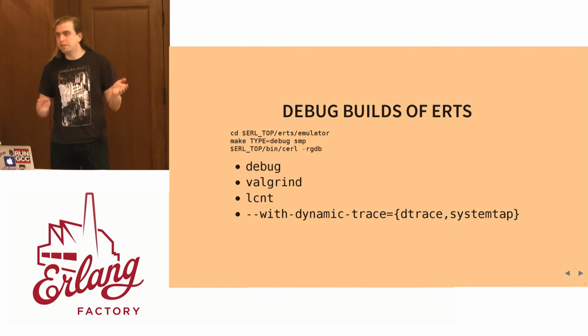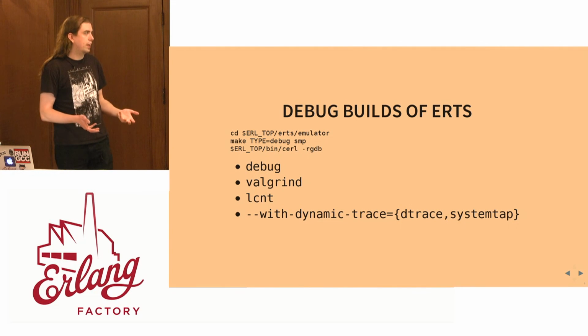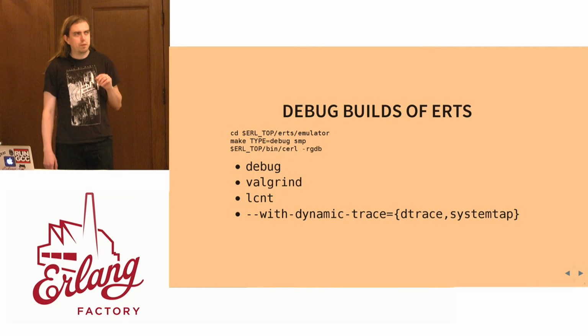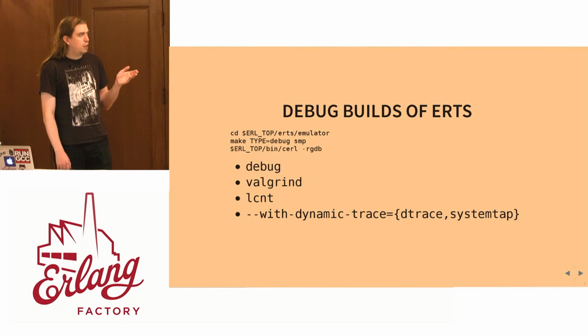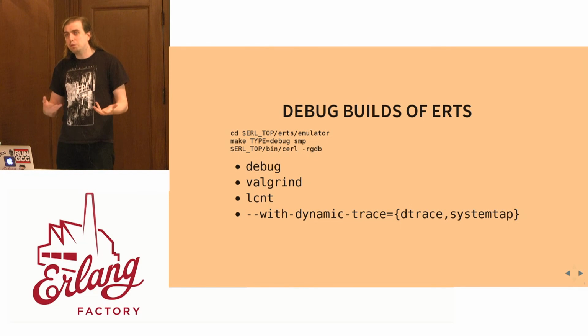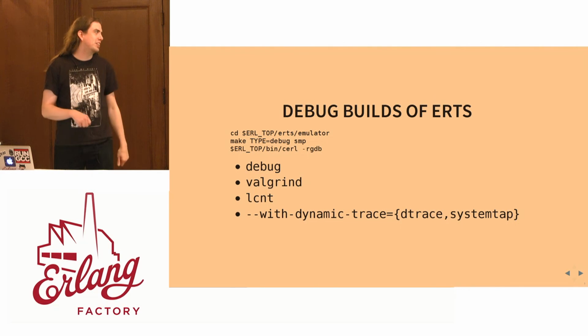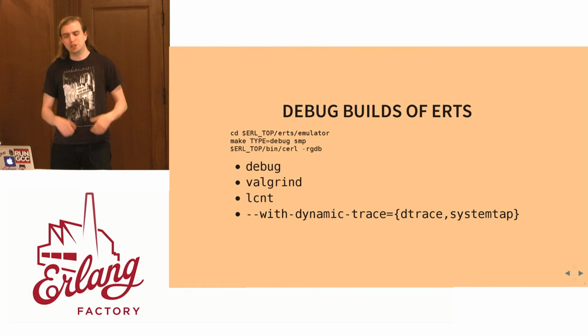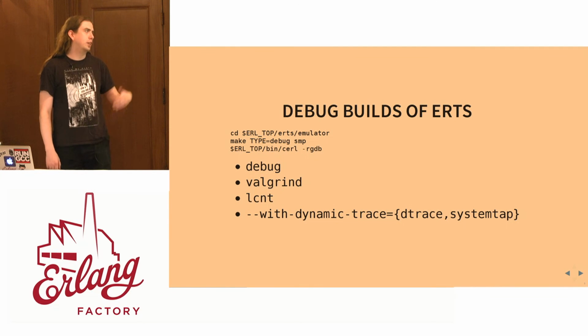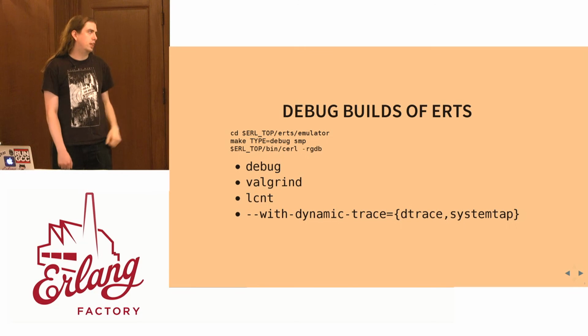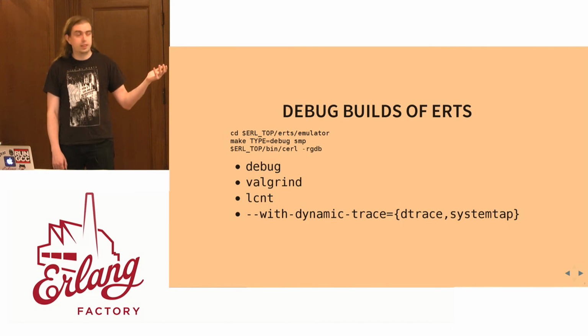It has a ton of different options. It's really worth looking at all of them. Some of them are quite confusing. For example, minus gdb is what you would think would invoke GDB, but actually it invokes Emacs, which is surprising at first. It invokes GDB inside of Emacs. Minus rgdb just runs GDB. So that's the debug build. There's a Valgrind build, which makes the runtime Valgrindable. There's the lock counter, LCNT, which I'll talk about in a bit.